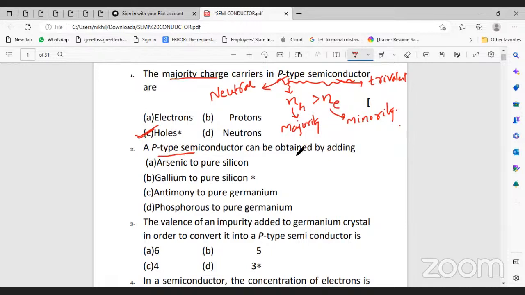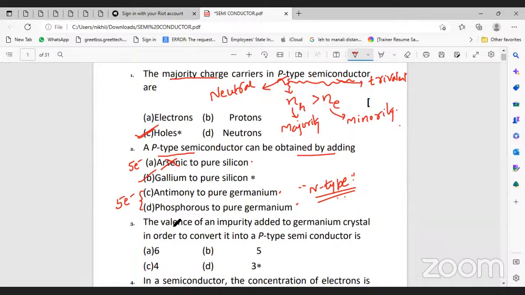P-type semiconductor is doped by adding what? See here, arsenic is pentavalent. It contains 5 electrons. Gallium, it is trivalent. Yes, there are chances to become a p-type semiconductor. Antimony, phosphorus, bismuth, they are all pentavalent elements which contain 5 electrons in the outermost orbit. So all these 3 are going to be n-type semiconductors. The second one, gallium, is going to be the p-type semiconductor. So gallium is the dopant which is added to the semiconductor to become the p-type semiconductor.